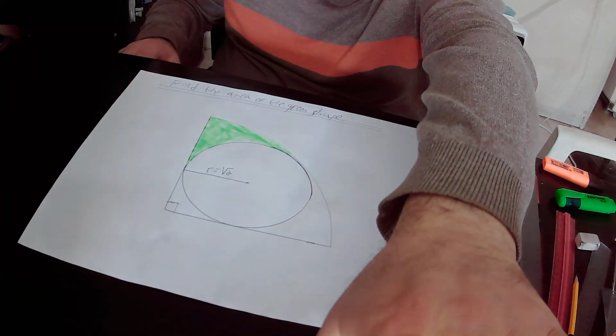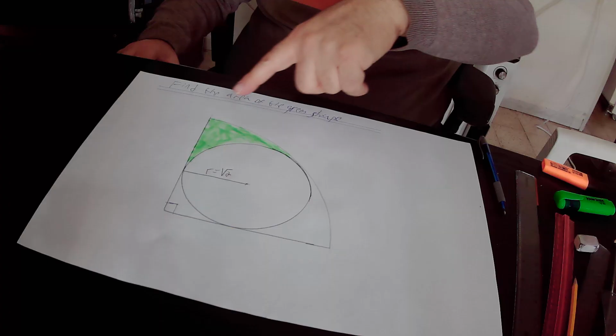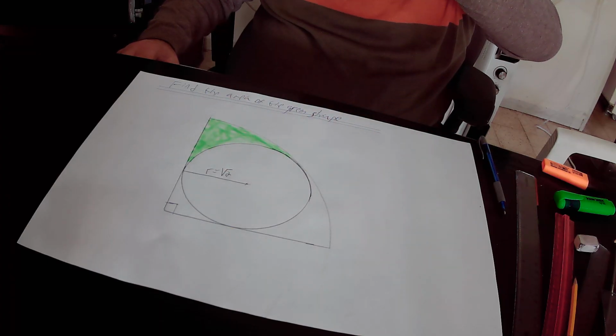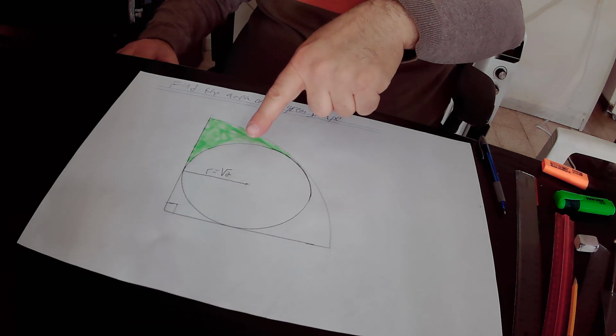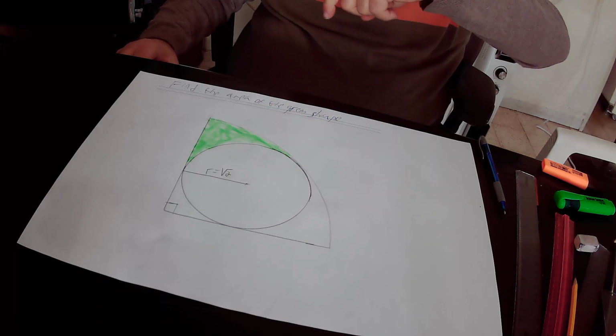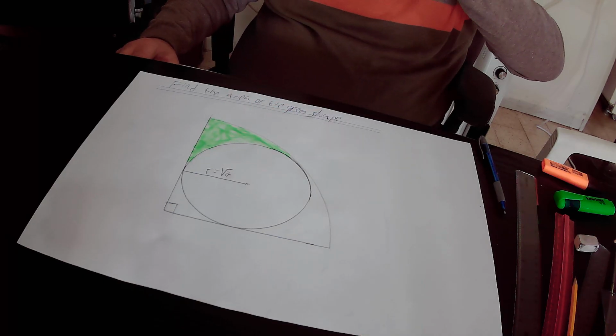Now, in this lecture, we'll find out the area of the green shape. In the drawing, we have a circle inside this quarter circle, and we know that the radius of this small circle is equal to the square root of 2 units in its length. Our mission is to find out the area of this green shape.